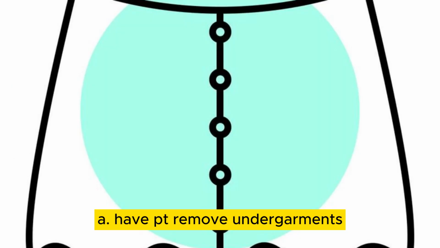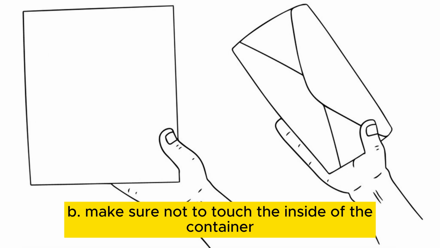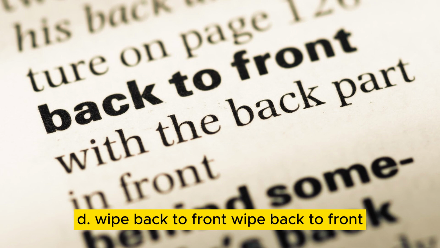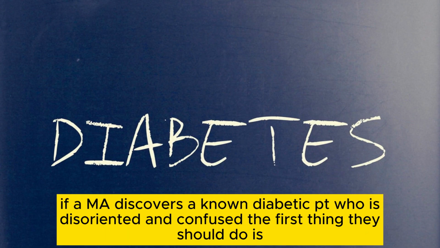What is not considered proper PT instruction for obtaining a clean catch midstream urine sample? A. Have PT remove undergarments. B. Make sure not to touch the inside of the container. C. Continue to hold labia apart and void a small amount into the toilet. D. Wipe back to front. Wipe back to front.